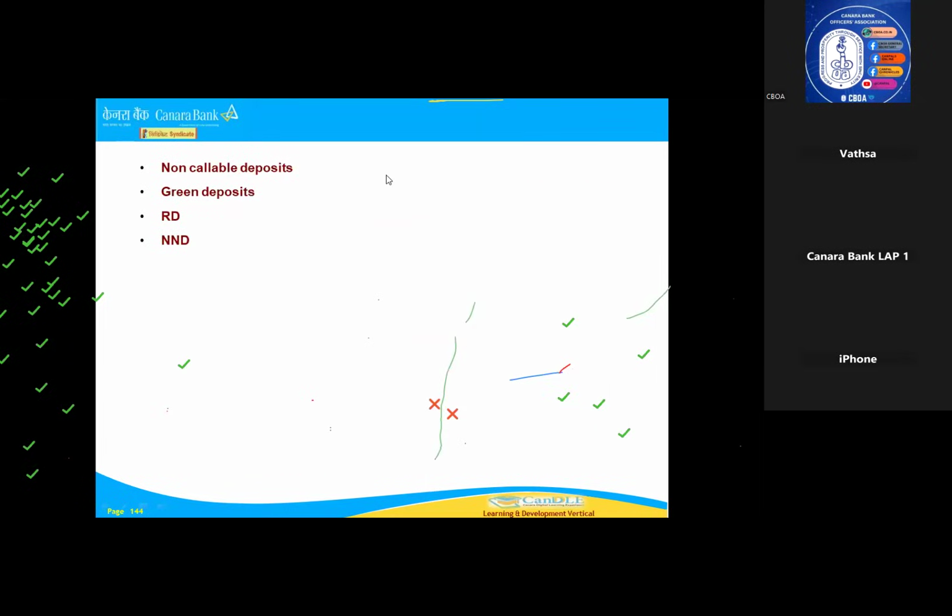What are non-callable deposits? One thing, the bulk deposits concept has changed from 2 lakhs to 3 lakhs. Bulk deposits means 3 lakhs. You can go through the interest rate circular, interest rate on domestic deposits and NRO deposits. If you see the circular, there will be 2 columns. The first column is less than 3 crores, and the second column is more than 3 crores.